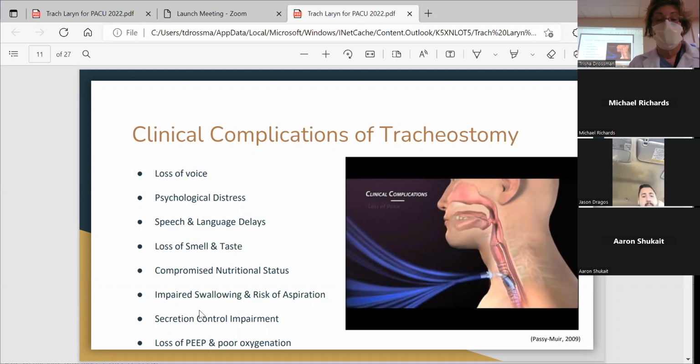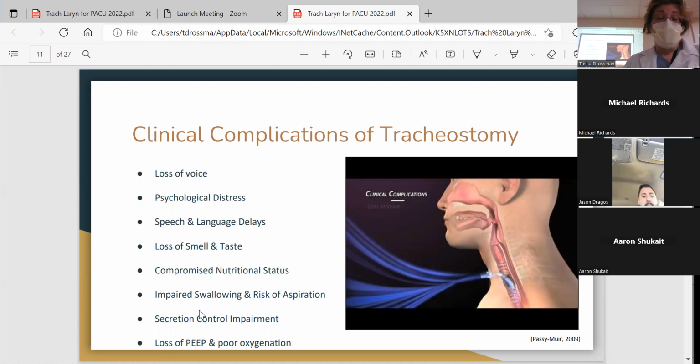And then compromised nutritional status. Some patients are limited in what their oral intake could be after a tracheotomy, whether they have an oral diet or using enteral nutrition. Some of our patients, if we've just done a trach for them and they're able to swallow, then we allow them to swallow. If we're doing a free flap reconstruction, we're not having them eat or drink because that's affecting the surgical site as well.